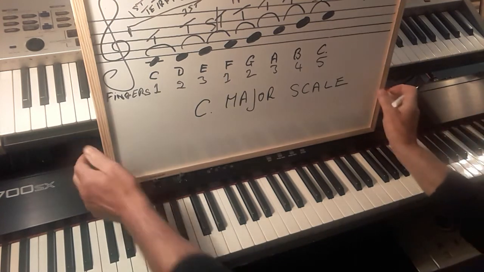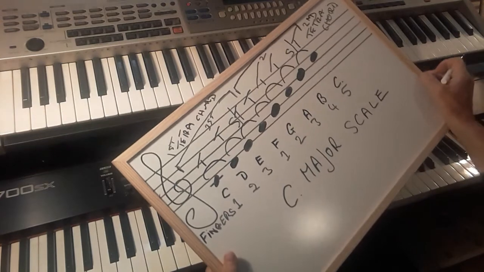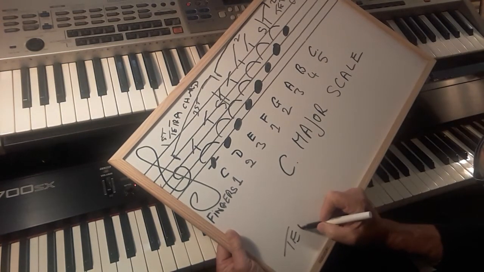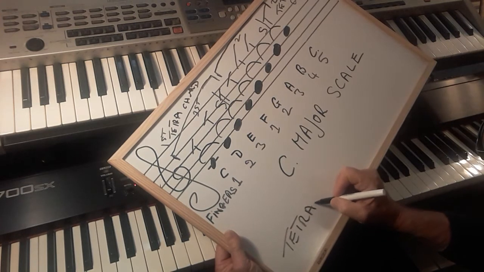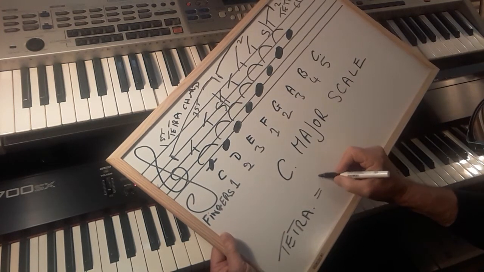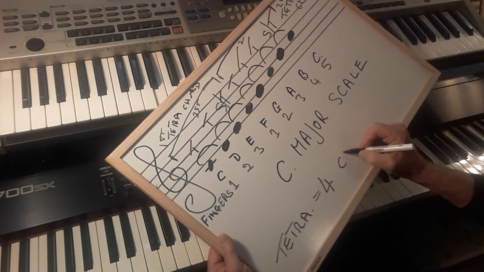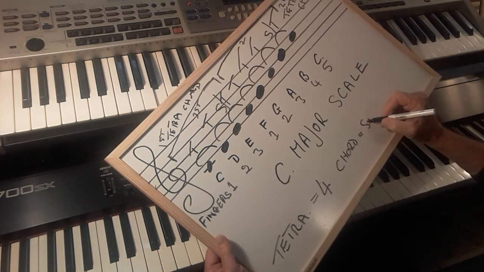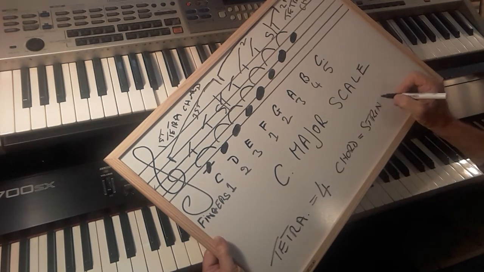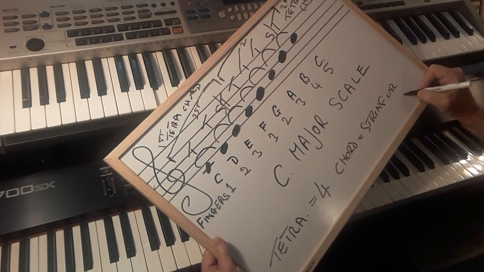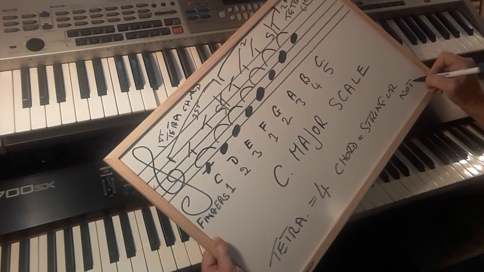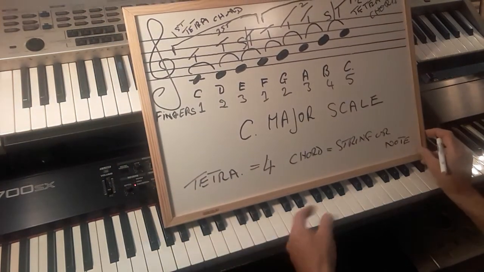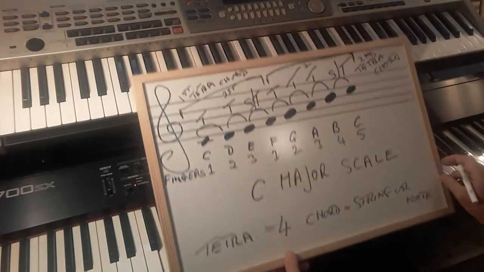So you've only got to find the remaining four notes to complete the scale on any of them. So, tetra equals 4. Chord equals string or note. Okay, that's just the very basic side of it.